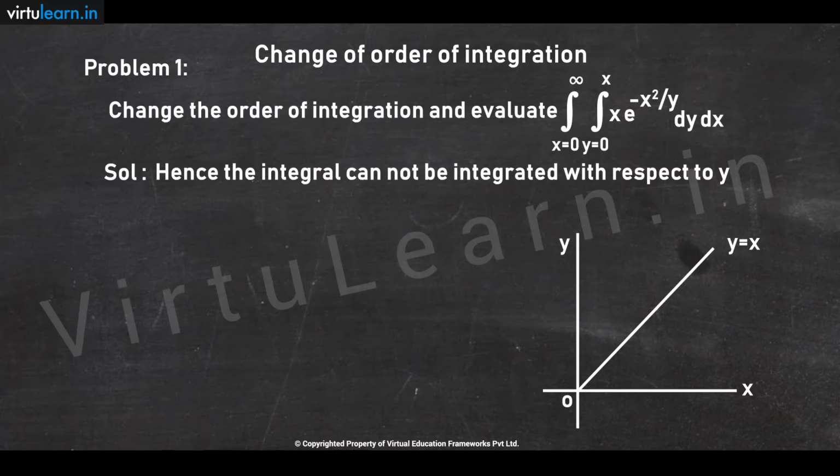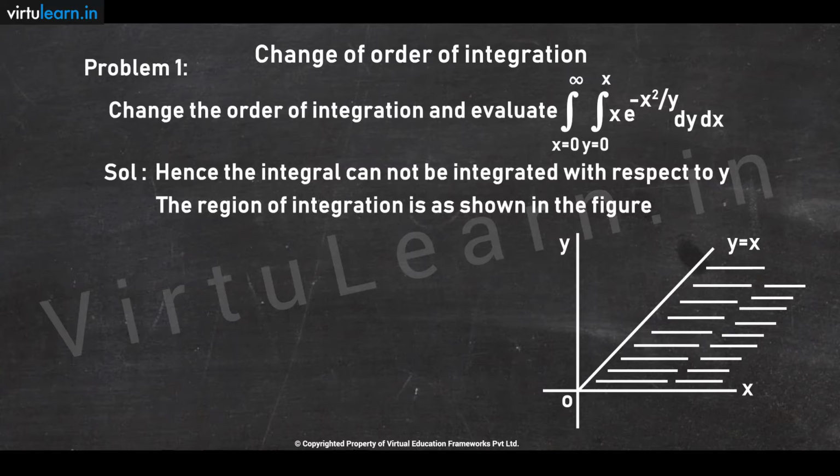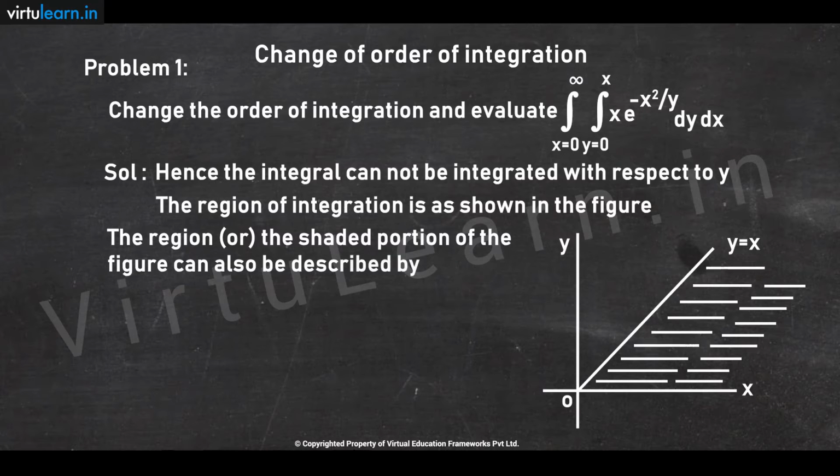For changing the order of integration, let us observe the region of integration. The region of integration is as shown in the figure. Here y is equal to 0, the x-axis, is the lower boundary, and y is equal to x is the upper limit. That means the line making pi by 4 angle with the positive direction of the x-axis is the upper limit. That means the region lying between the horizontal line and the slant line is the region.